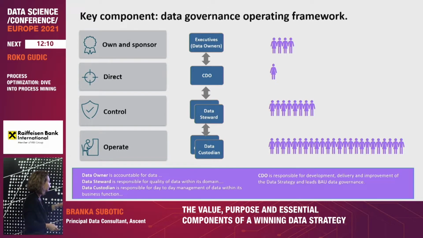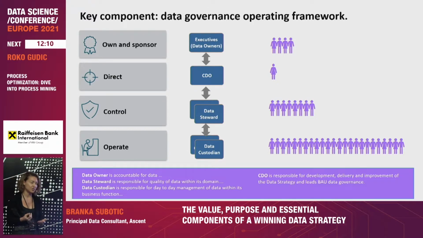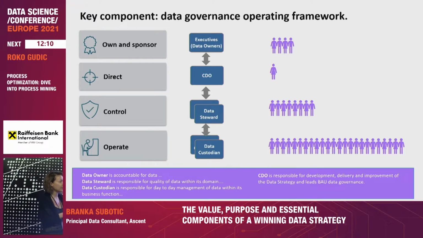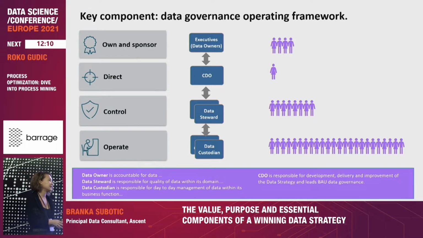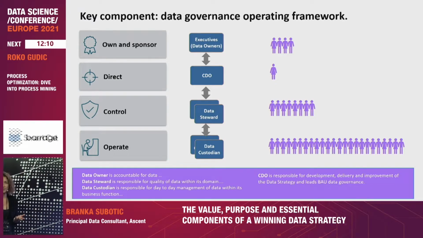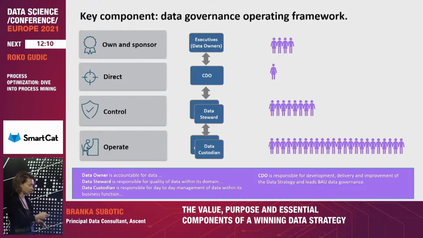And the last layer down is data custodian, which is essentially your database administrators, people who are usually linked to a business function. They look at a certain database or certain data set, and they do quality checks, quality control on a regular, probably sometimes even daily basis. So this is the governance structure.